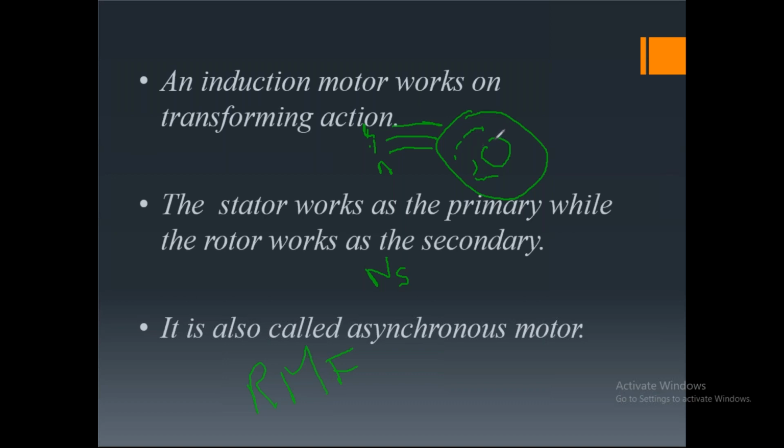Due to the synchronous speed, the rotor will be rotated, but this rotor does not rotate at synchronous speed. It is always less than the synchronous speed, and it is denoted by NR. So here NS is the synchronous speed, and it is mentioned for the RMF, and NR is the rotor speed, and it is mentioned for the rotor. In the case of an induction motor, the rotor does not rotate at synchronous speed, it is always rotating at NR, that is rotor speed. That's why the three-phase induction motor is called an asynchronous motor.